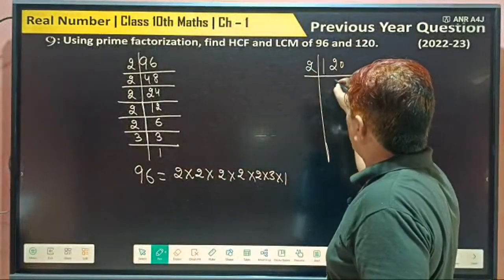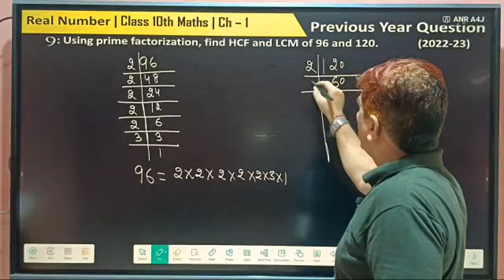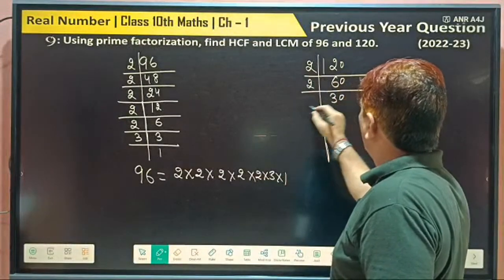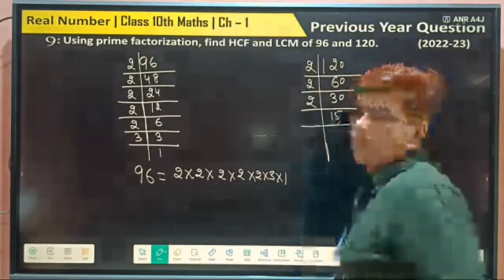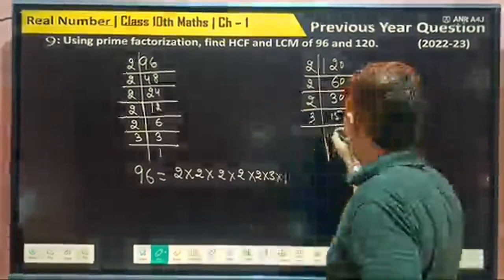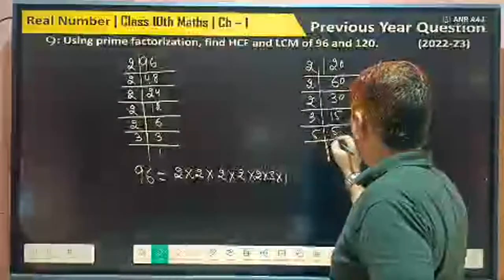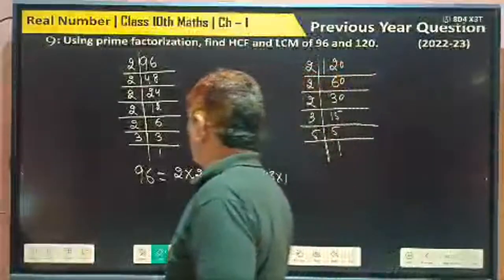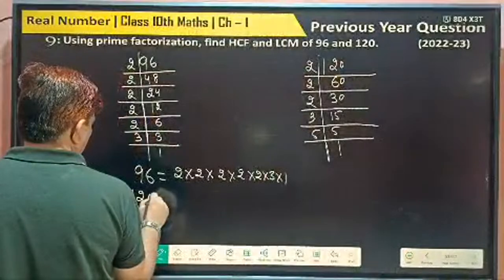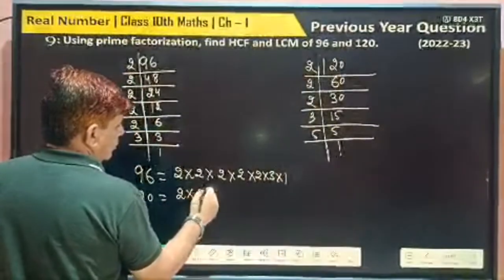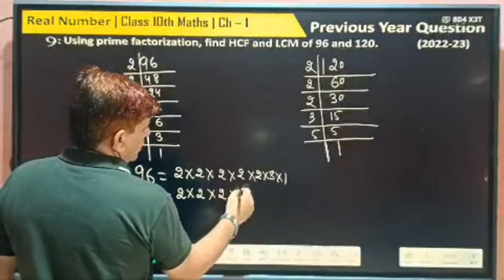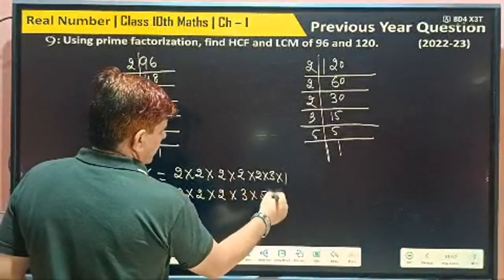Now the prime factorization of 120. 120 divided by 2 is 60, again by 2 is 30, again by 2 is 15. After 2, which prime? 3. Divisible by 3, yes, giving 3 and 5. So 120 equals 2 into 2 into 2 into 3 into 5.